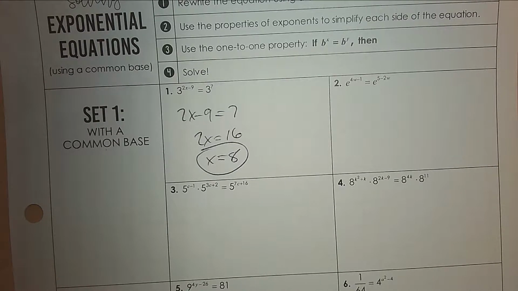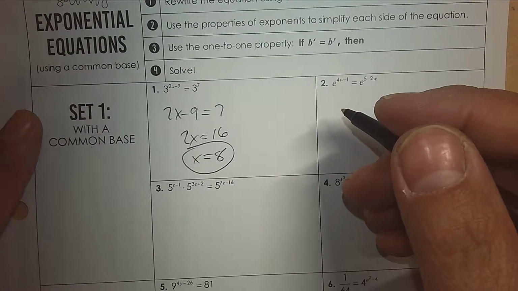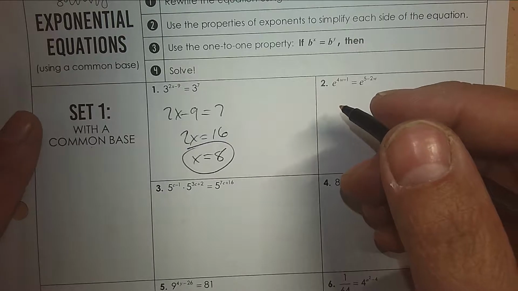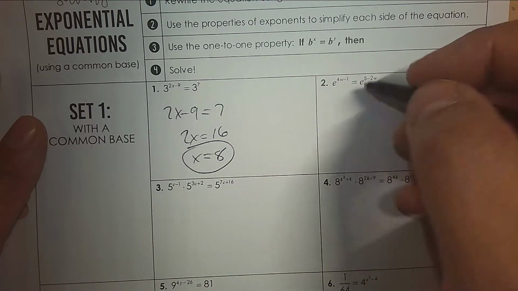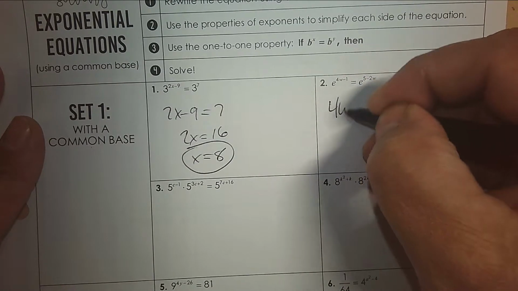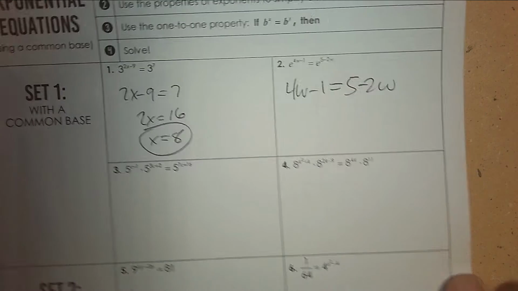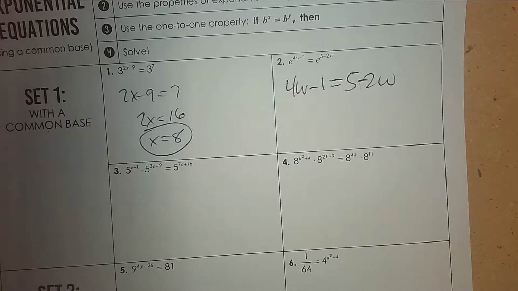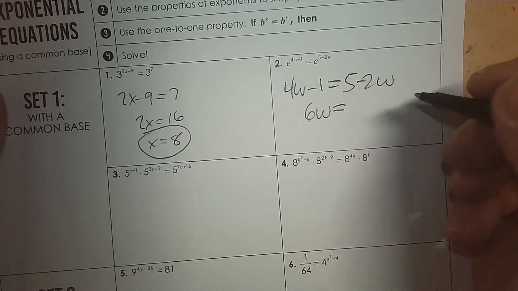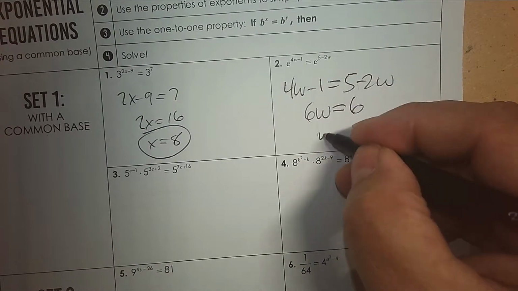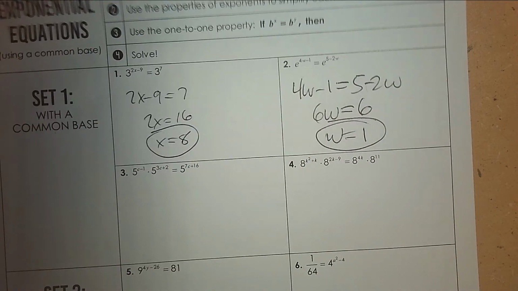Okay? Number 2, are the bases the same? Is e a base? Are they both e? Then how do I set it up? What's the exponent on the left? 4w. Subtract 1 on the right, 5 subtract 2w. Just solve it. So how do I combine like terms? Add 2w. What else do I do? Add 1. What else do I do? Divide. See, did I tell you it would be easier? Number 3.